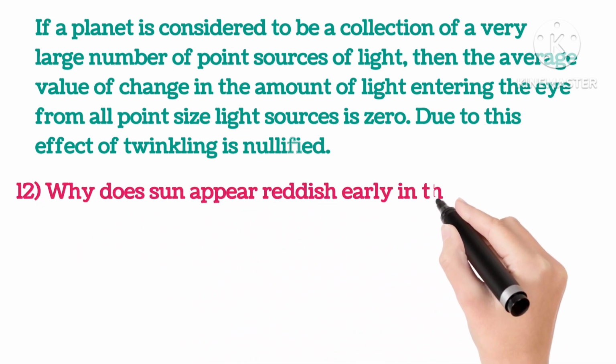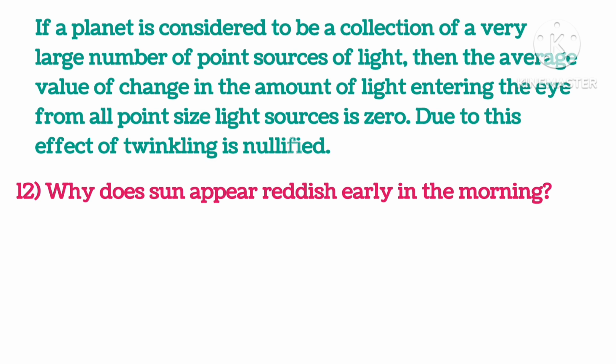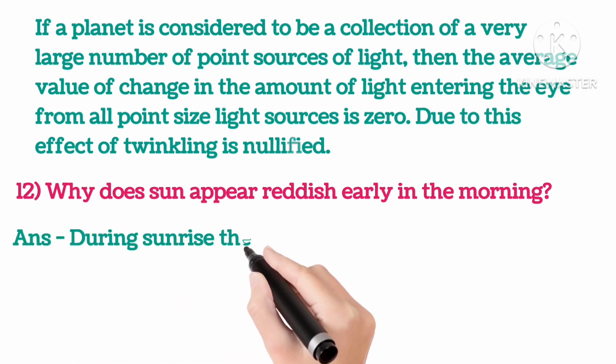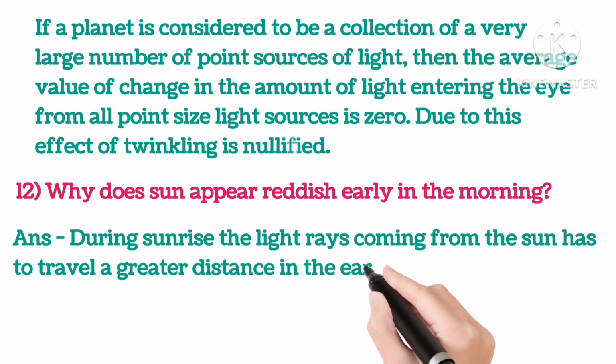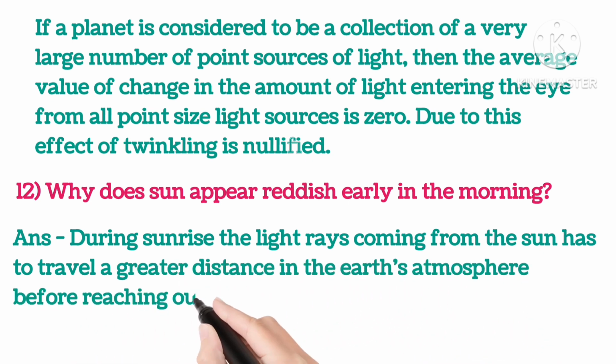Why does the sun appear reddish early in the morning? During sunrise, the light rays coming from the sun have to travel a greater distance in the Earth's atmosphere before reaching our eyes.